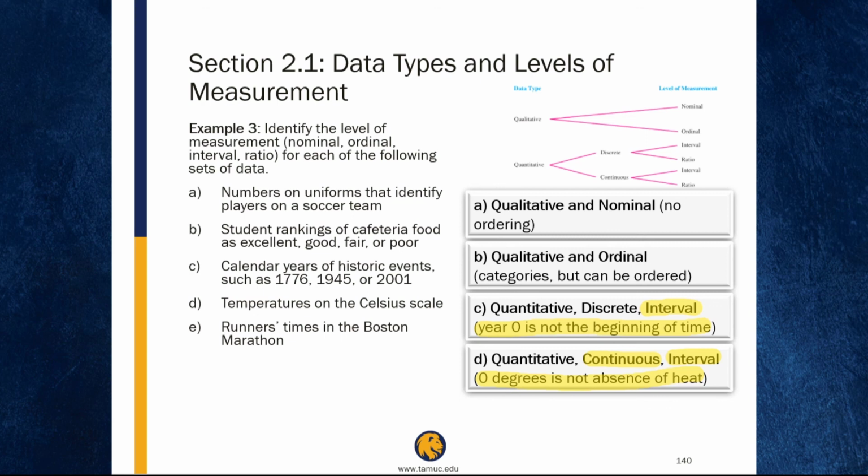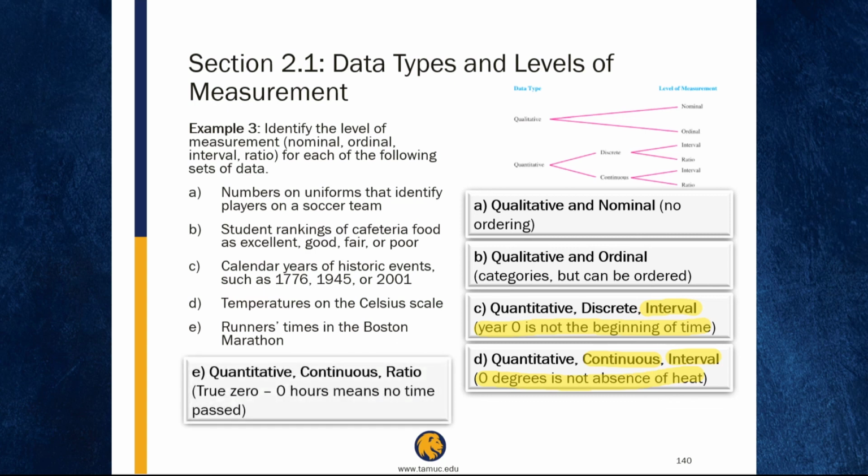And then the last one, runners' times in the Boston Marathon. Now this one is quantitative, continuous, and it will be ratio because we have a true 0 point when talking about the number of hours or minutes or seconds it took to run the marathon. 0 hours means no time has passed. So that's the key factor that makes it into a ratio level of measure.